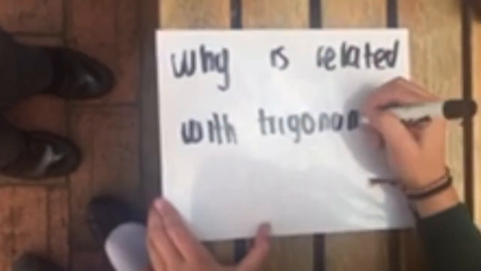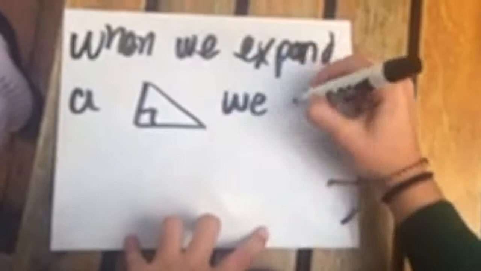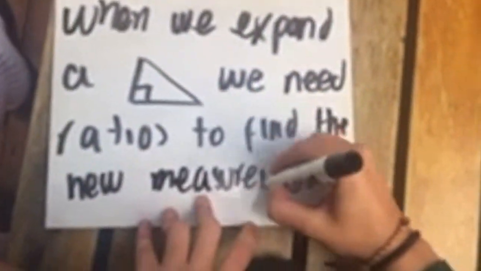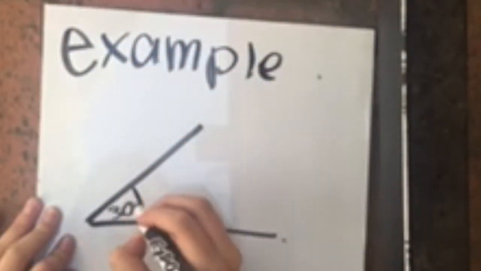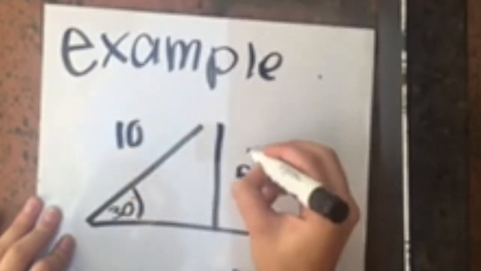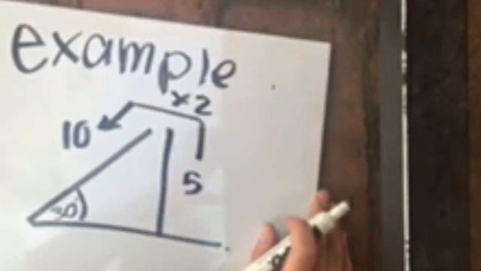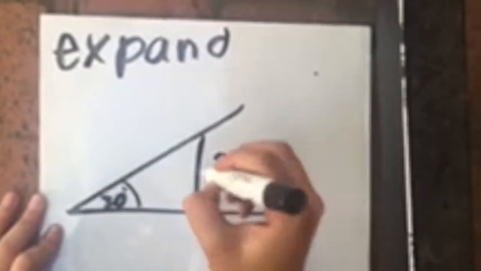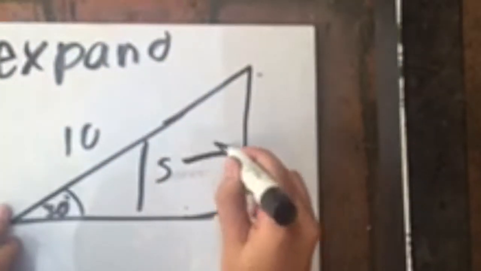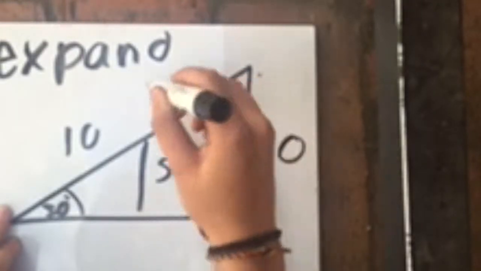Why is it related with trigonometry? When we expand a right-angled triangle, we need ratios to find the new measurements of it. A ratio is a comparison of 2 numbers. It is the relation of the size of one number to the size of another. For example, if a right-angled triangle has an angle of 30 degrees and its opposite side is of 5, then the hypotenuse will be its double, equal to 10. As an example of similar shapes, if this triangle is expanded and its opposite side is now equal to 10, then the hypotenuse will be now 20, because the ratio was 1 to 2, so every time it will have to be doubled.